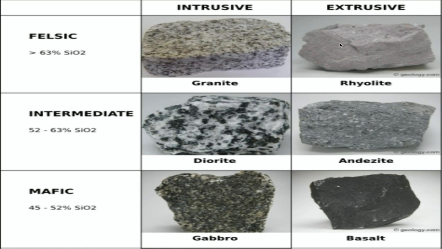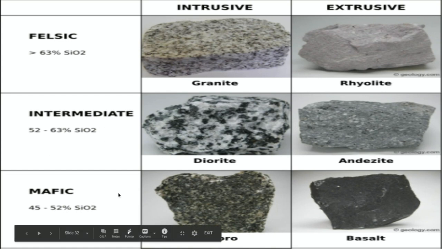Granite and rhyolite are the exact same thing, but they formed in different locations. Granite formed underground and has a very good texture, coarse texture. Rhyolite is made out of the same materials but above ground, and so it looks different. It's got a very fine texture.